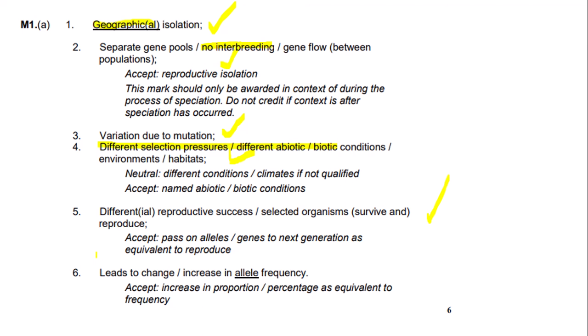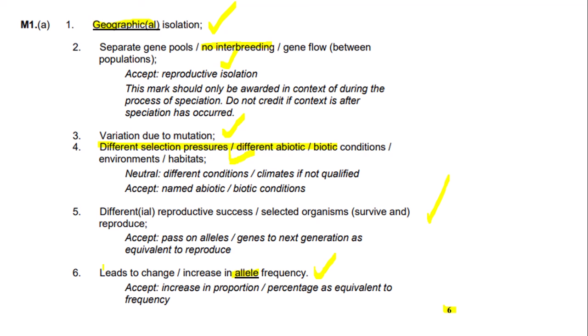The sixth and final marking point says which leads to a change or an increase in allele frequency. Noting how the word allele here is underlined, so you must refer to allele frequency to get a mark. We wrote about increases in allele frequency, so we would get the mark. So we would get all 6 marks for this question. Also, note that here it says accept increase in proportion / percentage as equivalent to frequency.